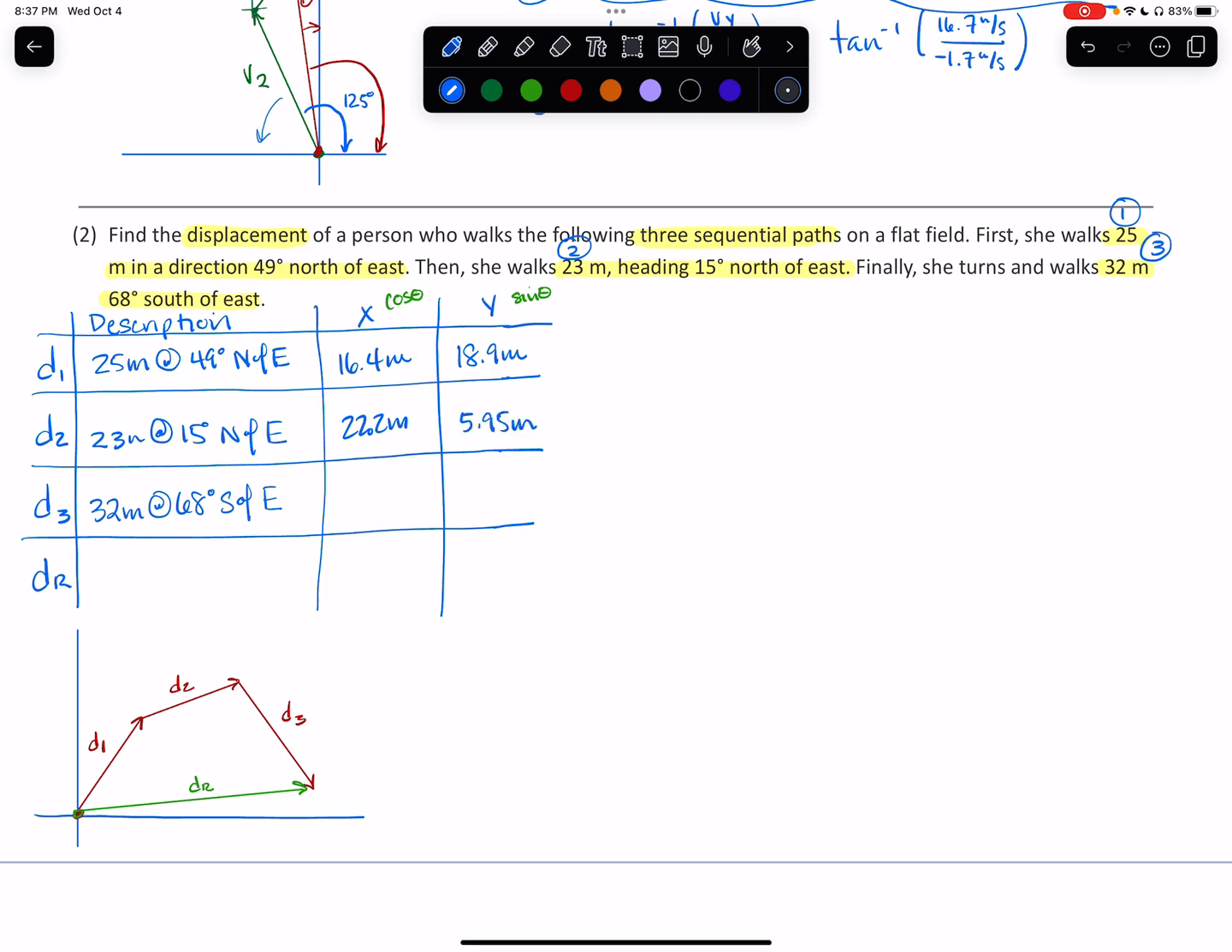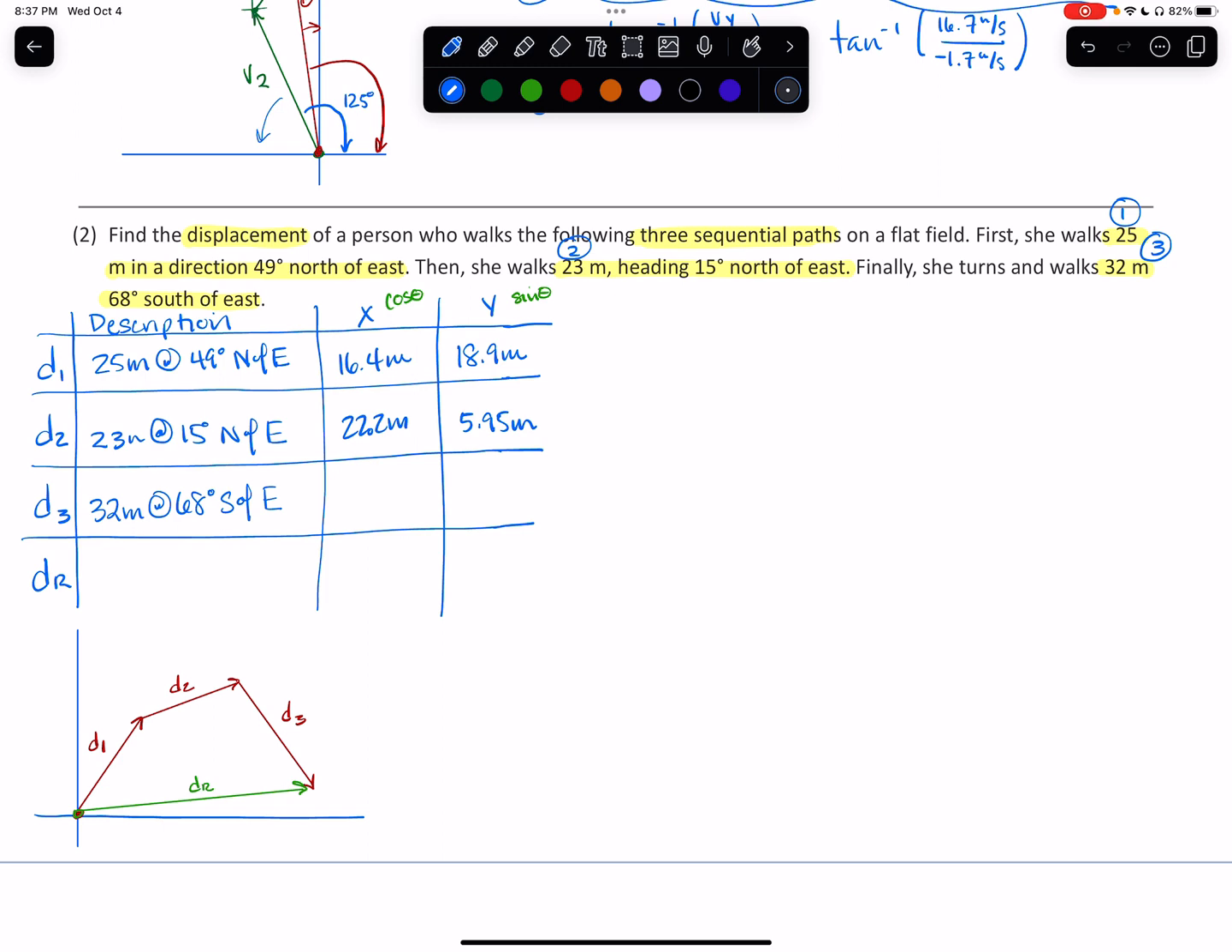All right, then for our last one, this one's a little tricky because it's pointing down, which means that we should have a negative y component. So if we plug it in at 68 degrees, we just need to remember to change that y component sign to negative. Or you can use the angle that wraps all the way around to that vector, which is around 292 degrees. That would work too.